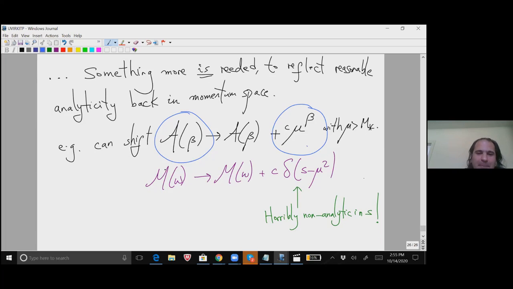And you can see that because the amplitude back in frequency space would get shifted by a delta function at s equals mu squared. Now, this is horribly non-analytic in s. So obviously, this is not allowed. So what we need to understand is what are the constraints on the Mellin amplitude that reflect the analyticity, even the very rough analyticity, for the amplitudes back in frequency space. And this involves clearly some interesting interplay between Z and delta.